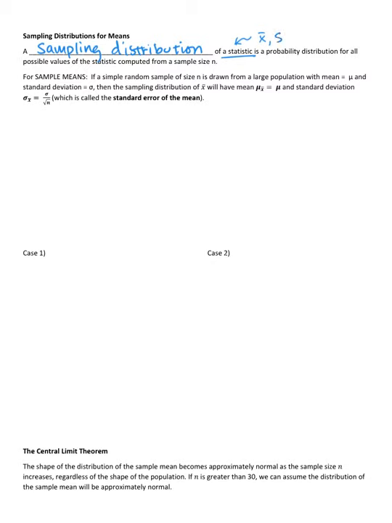Also the sample standard deviation, S. And you also learned P hat, a sample proportion. Sample proportion is also a statistic. And S squared, the sample variance. These are some examples of statistics. So a sampling distribution of a statistic is a probability distribution for all possible values of the statistic computed from a sample of size n.